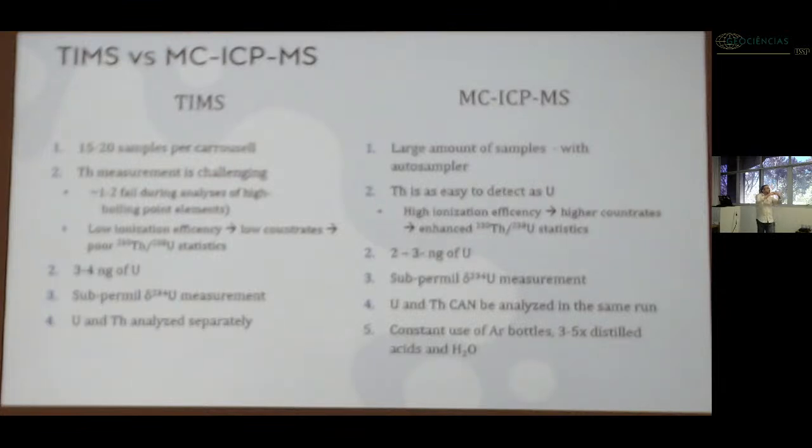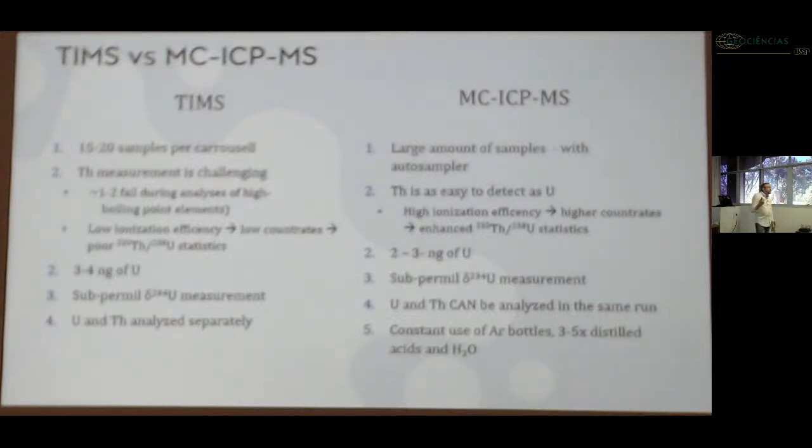So you can run your sample at, let's say, 1200 degrees, and you analyze for uranium, and then if your samples, if uranium and thorium are the same, then you can run it up to 1600 degrees, and then you analyze for thorium, and that works very well.